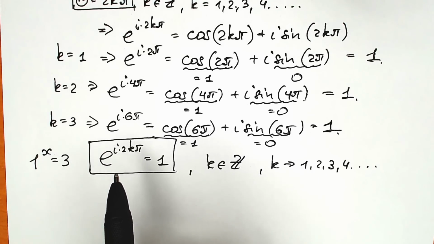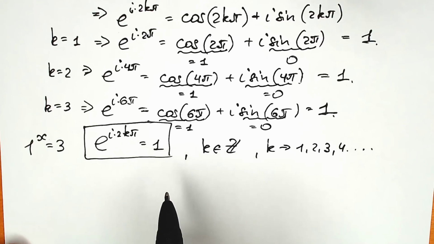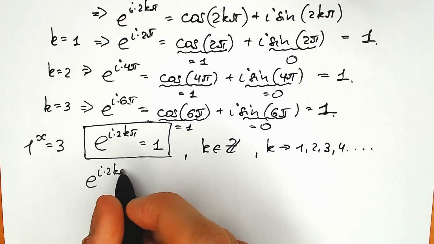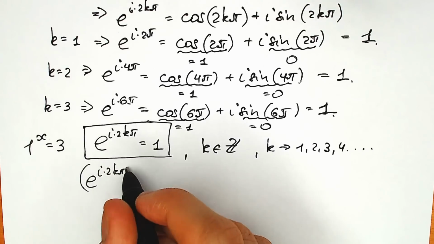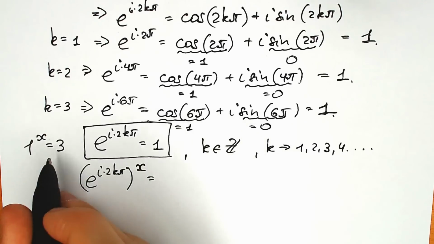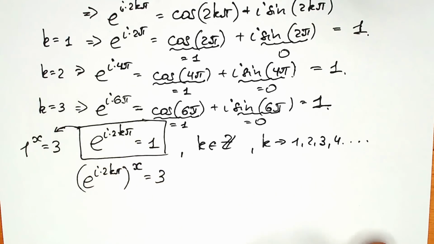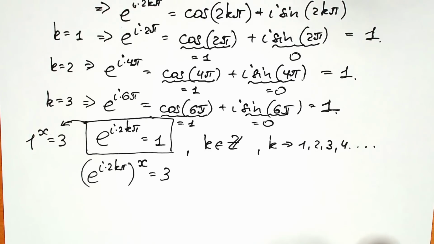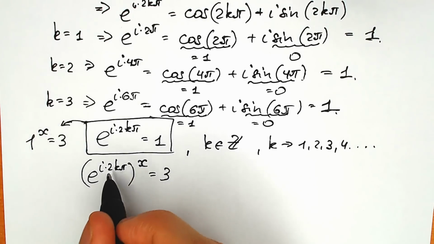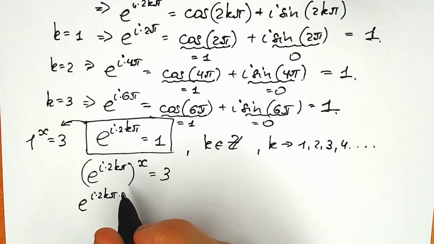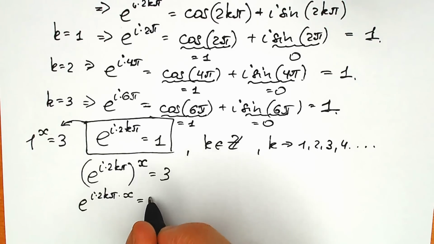We proved before that we don't have real number roots. So right now let's try to work with the complex roots. As a result, we have e to the power i 2k pi, to the power x, don't forget about it, equal to 3. We look right here at this point, because this is our question. We need to find our x. Right now let's raise this expression to the power x. As a result, we have e to the power i 2k pi times x equal to 3.